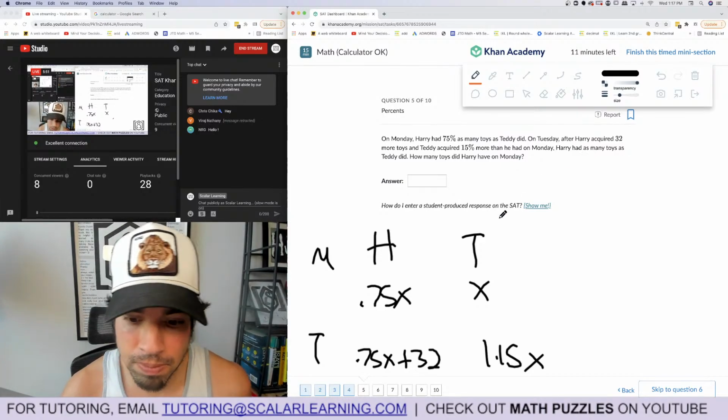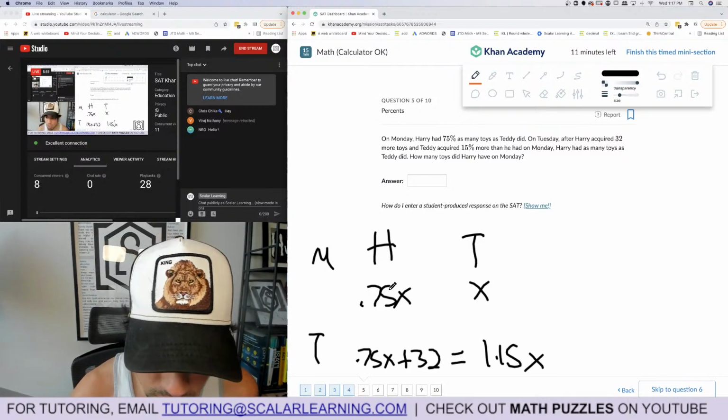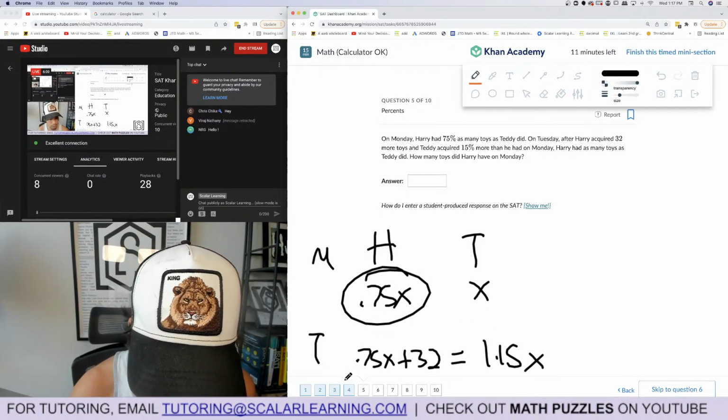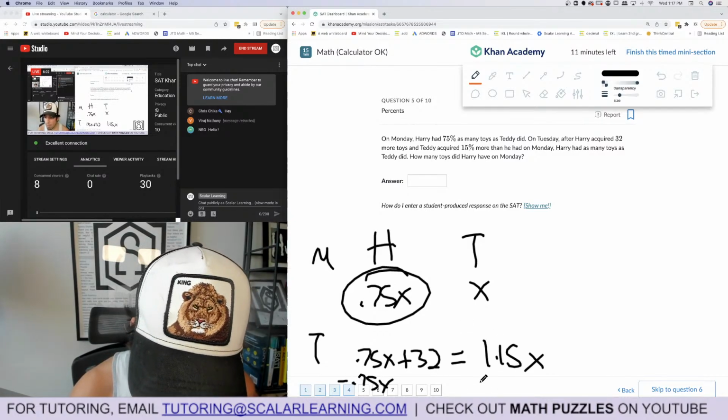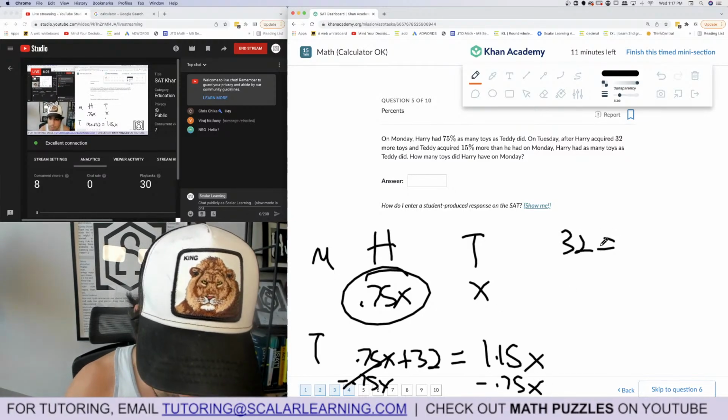Harry had as many toys as Teddy did, so now their toys are equal. How many toys did Harry have on Monday? So this is what we're eventually trying to solve for. So it's calculator, but I don't think we need it. So I'm going to minus 0.75x, minus 0.75x. Boom, boom. And we get 32 equals.